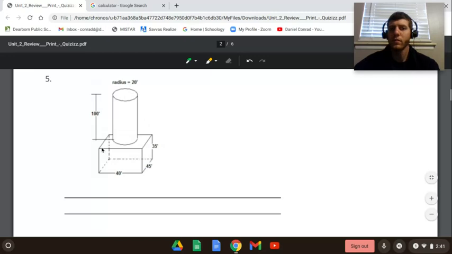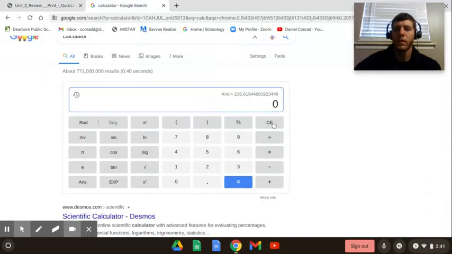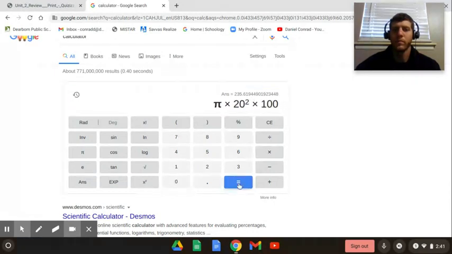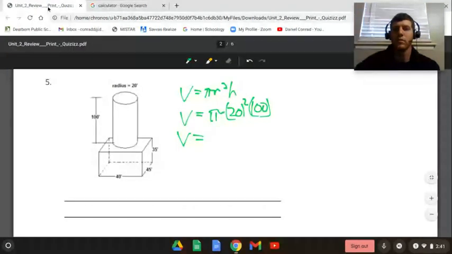Next one here, we have a cylinder and a rectangular prism. So the cylinder volume is pi r squared h. Right, so the radius is 20, and then the height is 100. So pi times 20 squared times 100. So pi times 20 squared times 100 is going to be 125,663.